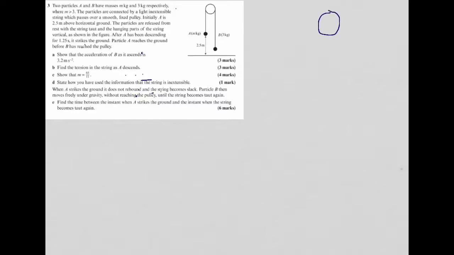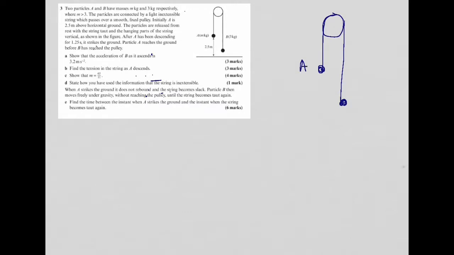So here's my pulley, and I have hanging from this 2 particles, and this is particle A, and this is particle B. So 2 particles, and just to start with saying that, I'm going to draw in the surface. 2 particles A and B have mass m and 3 kilograms.